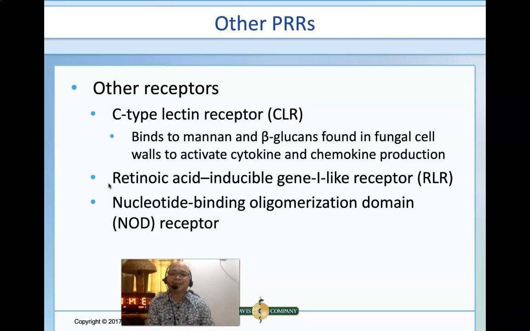And then we also have the RLR, or the retinoic acid-inducible gene I-like receptor, and then NOD, or the nucleotide-binding oligomerization domain receptor. But they are not as extensive as the toll-like receptors.